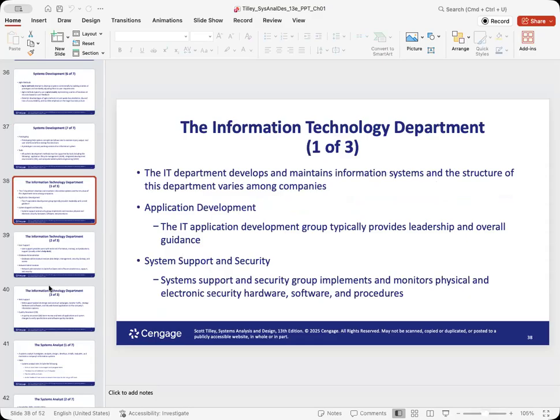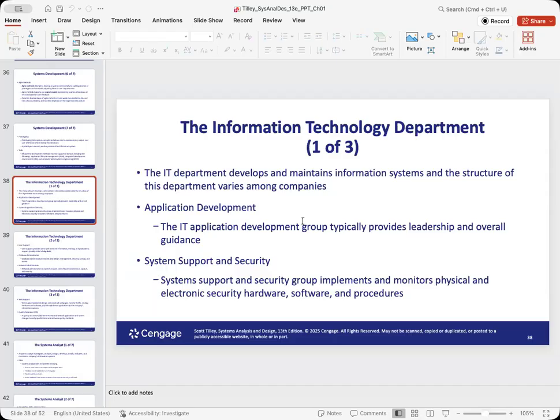Now, we have gone to the IT department. The IT department develops and maintains information systems, and the structure of this department varies among companies. And I believe we are very much aware that the IT department is mostly, should we say, the neck of the entire organization. If the neck is taken out, the whole organization comes down.